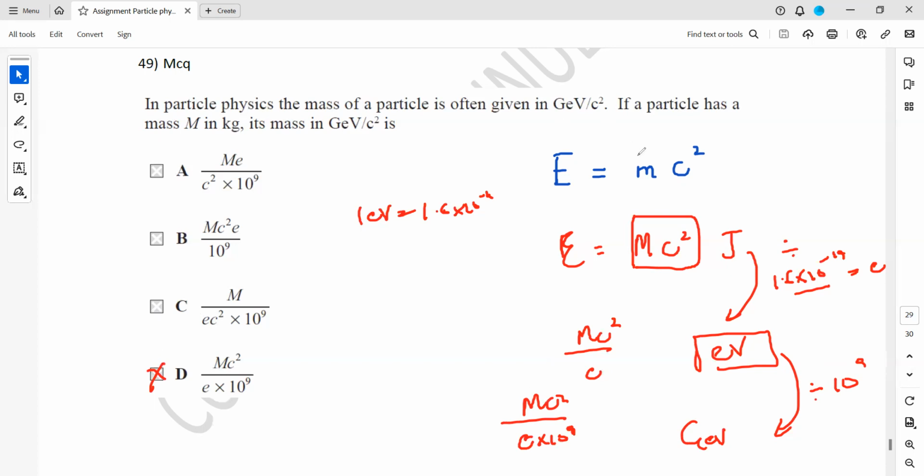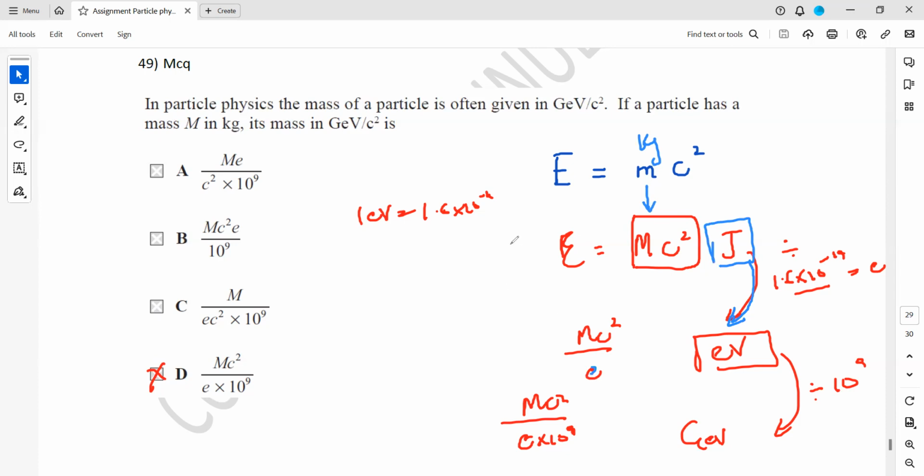So actually what we did: we have the mass in kilogram. When we use the formula, we get the energy in joules. Then that energy in joules, we divide by 1.6 times 10 to the power minus 19, which is also known as the charge of one electron, and we get the answer in electron volt. If we want to convert into mega, we divide by 1 million, or 10 to the power 6. But if we want to convert into giga, we divide by 10 to the power 9. So D will be the right answer.